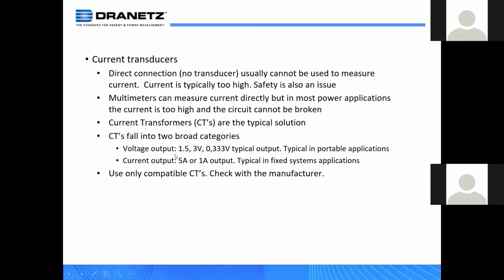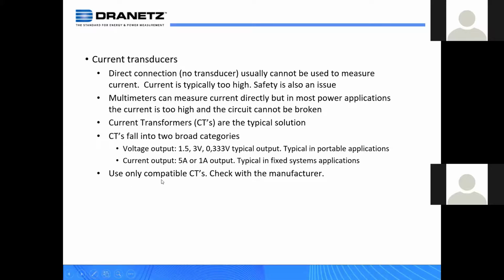Those with a voltage output, maybe 1.5 volts, 3 volts, or 1/3 of a volt, okay? I apologize, that should be a decimal point there. Those are typically used in a portable application. The clamp-on type CTs or temporary CTs usually fall into that. And then there's another category that has a current output, usually 5 amp, typically fixed applications use that, okay?